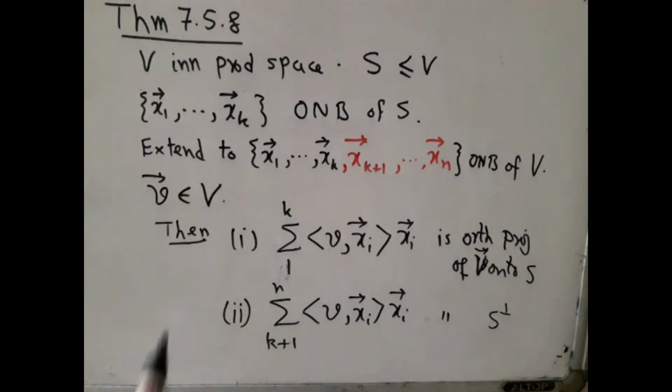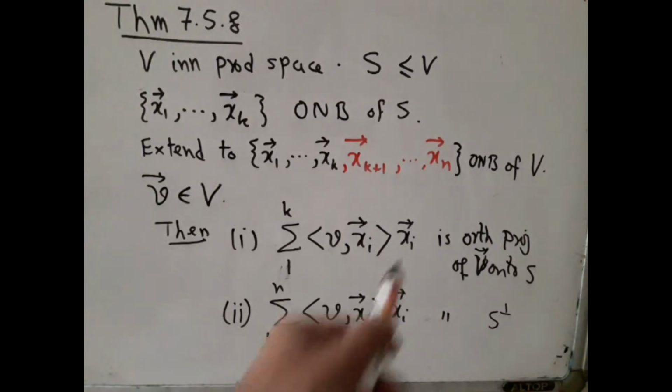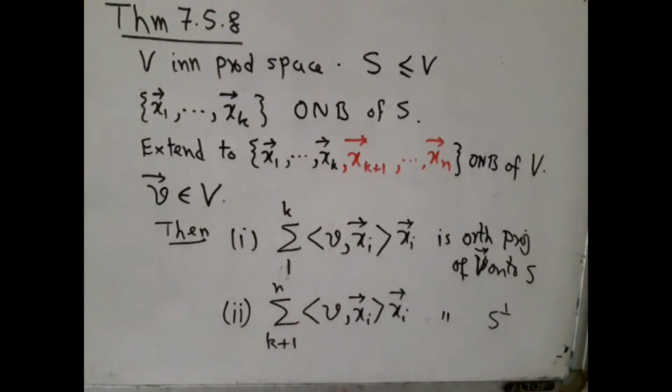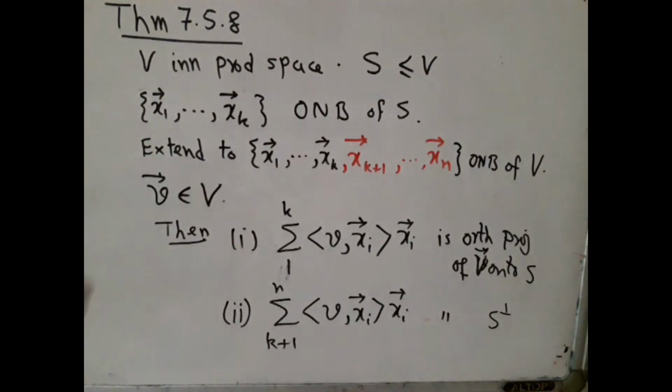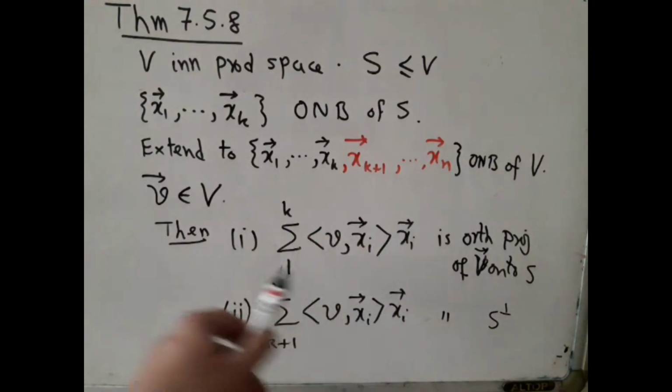So it's just immediate. Now it gives you a computational tool by which you can actually compute the orthogonal projection of any V onto any subspace. All that you do is take an orthonormal basis of the subspace and you apply this expression.